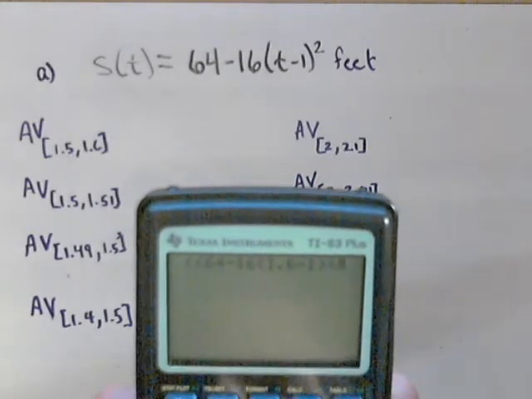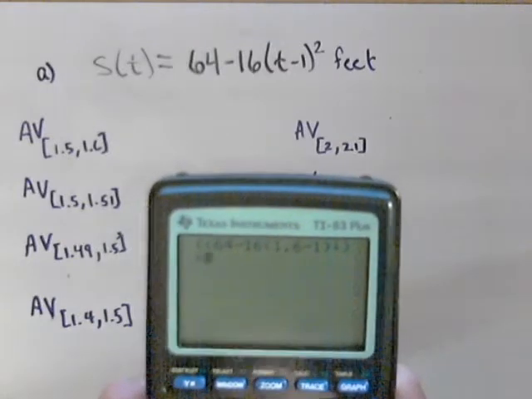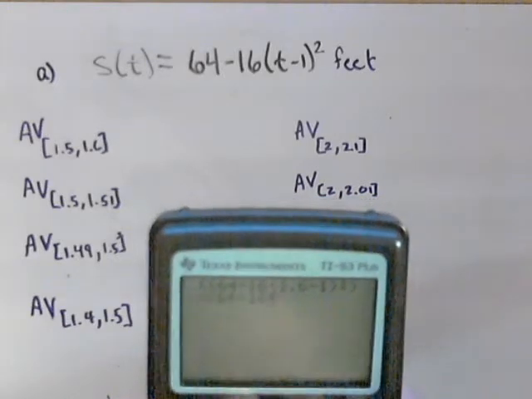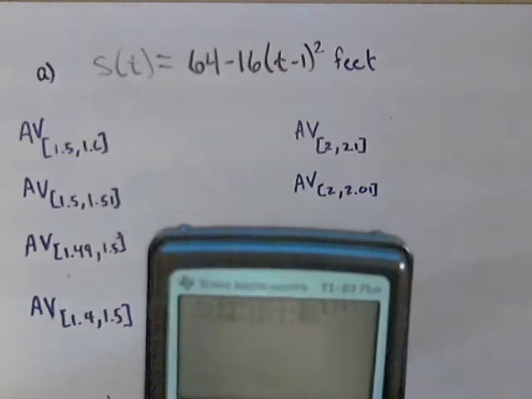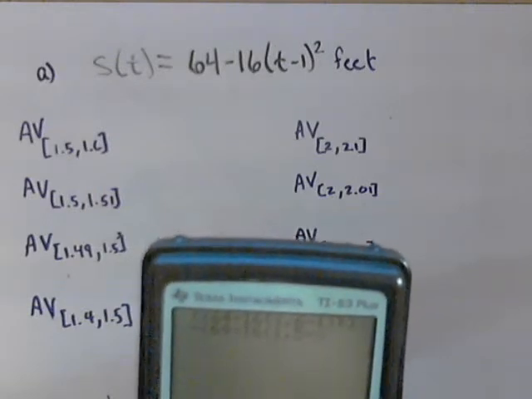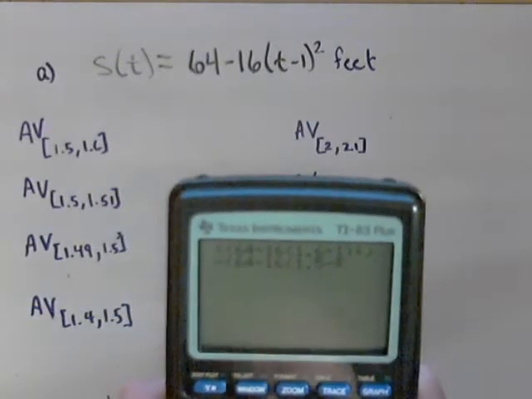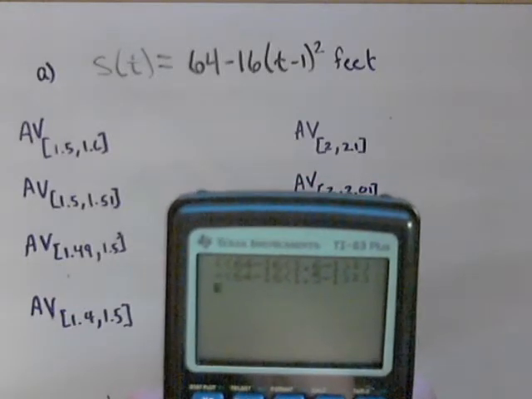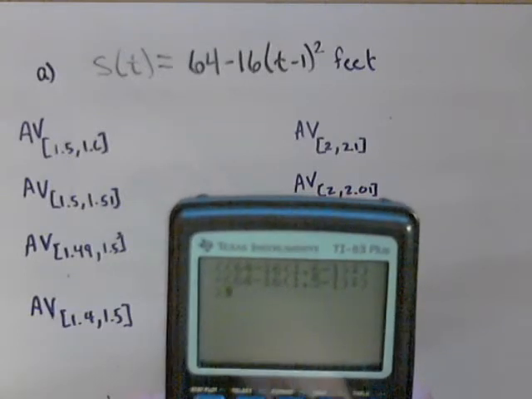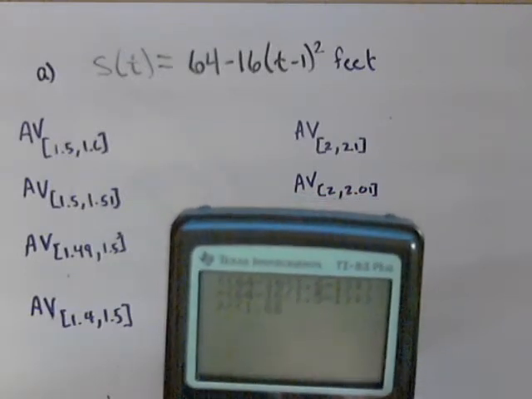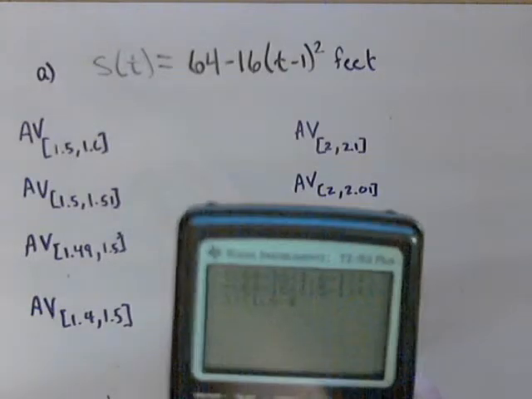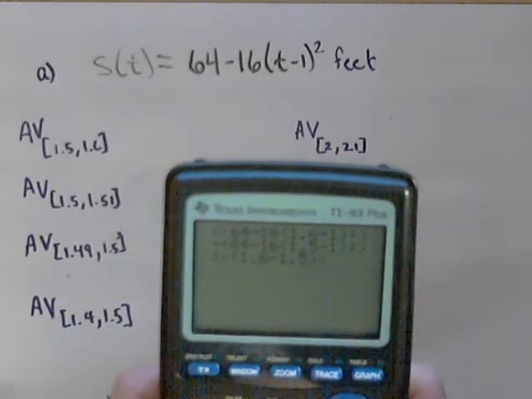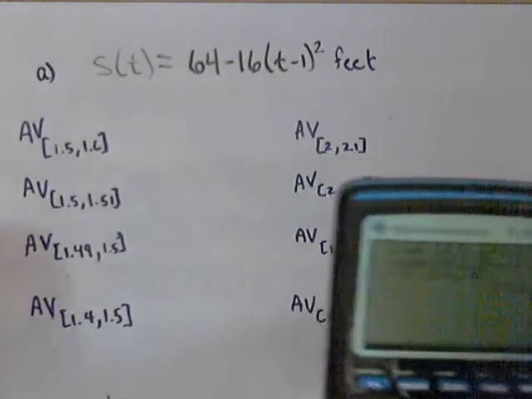So that is my S of 1.6 minus now my S of 1.5. 64 minus 16 times 1.5 minus 1 squared. Now this parenthesis closes S of 1.5, this parenthesis closes my numerator, divided by 1.6 minus 1.5. Calculate, and I get negative 17.6.